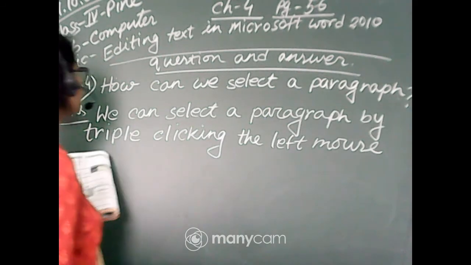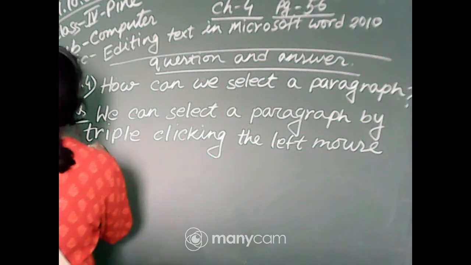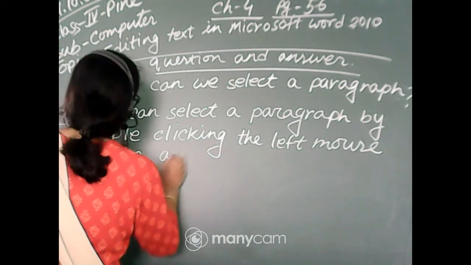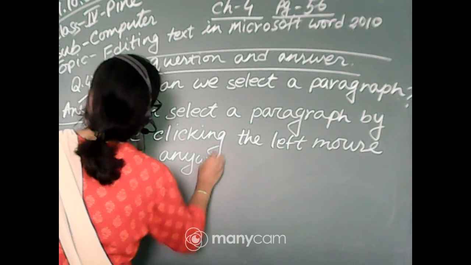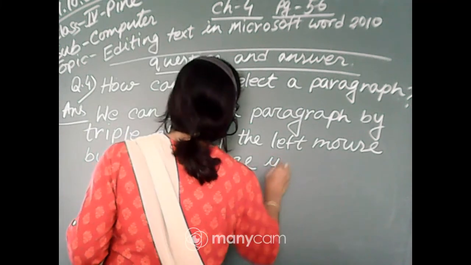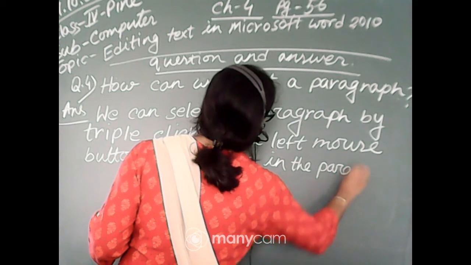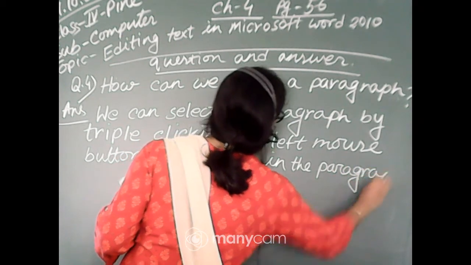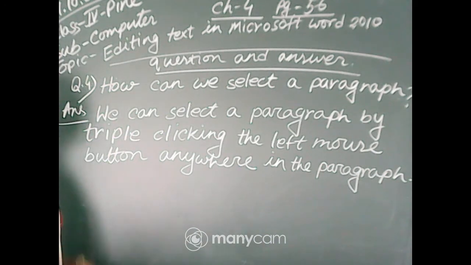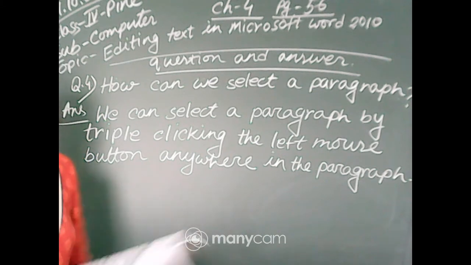Now we can select a paragraph by triple clicking the left mouse button anywhere in the paragraph. How can we select a paragraph? We can select a paragraph by triple clicking the left mouse button anywhere in the paragraph.